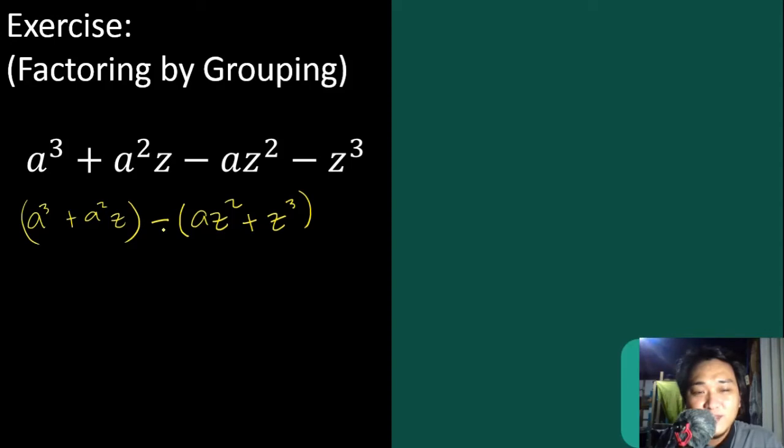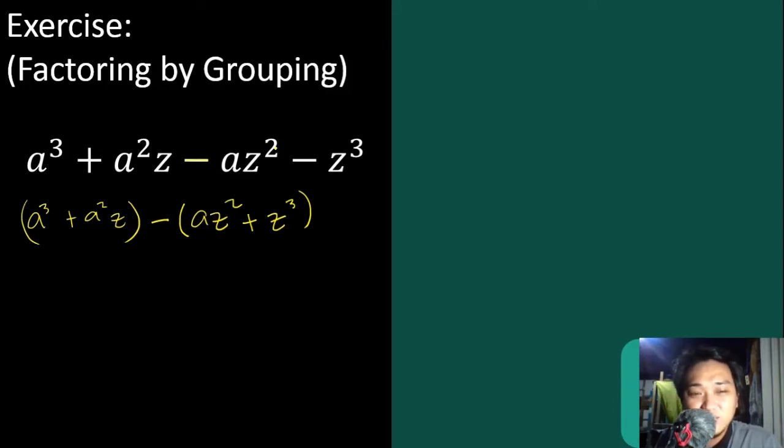Negative 1 times z cubed is equivalent to negative z cubed. So, therefore, tama yung pag-group natin. Ito lang yung kailangan ingatan lagi. Kailangan nyo yan, konting ingat pagka minus dyan sa gitna, kasi pag group mo yan, kailangan babalik rin natin yung sign sa loob.